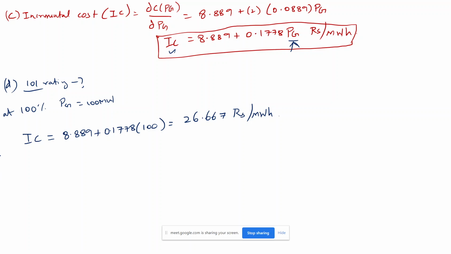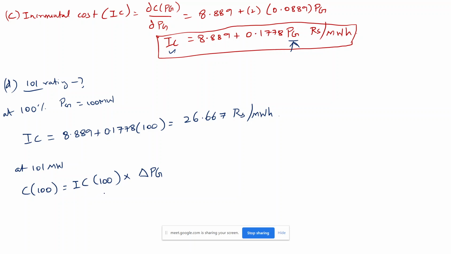Okay, now the approximate cost at 101 megawatt. I'll go for the traditional method, that is the high value. So the high value is nothing but C100. What is the equation? IC100 and then multiply with the change of PG. What is the IC100 value?